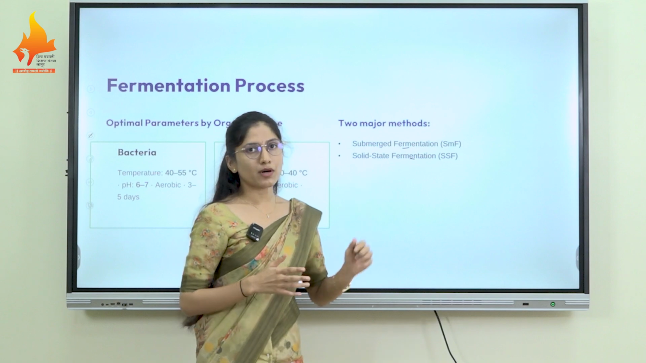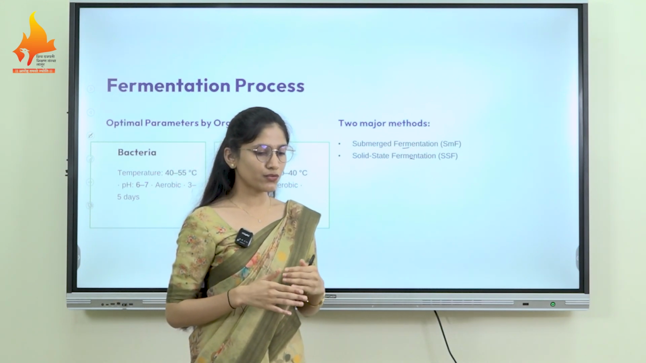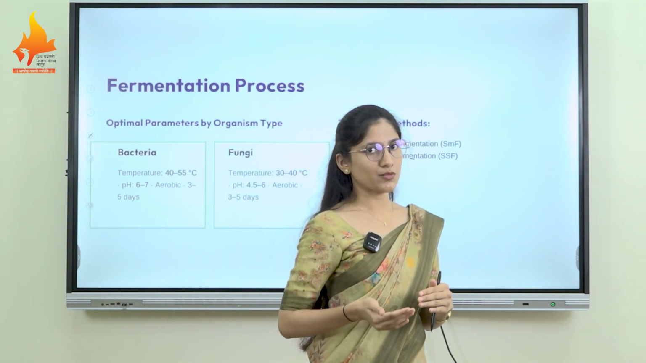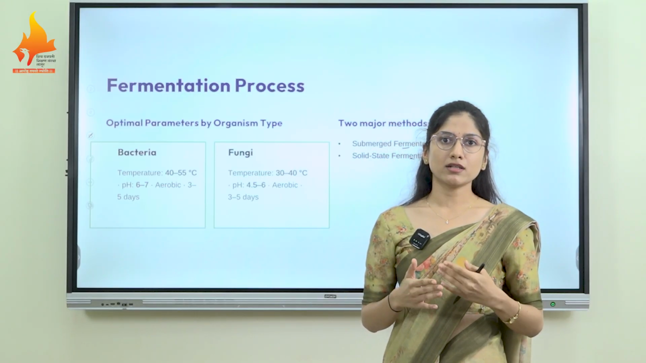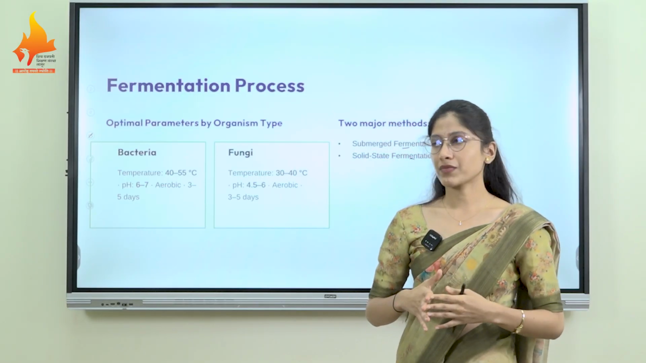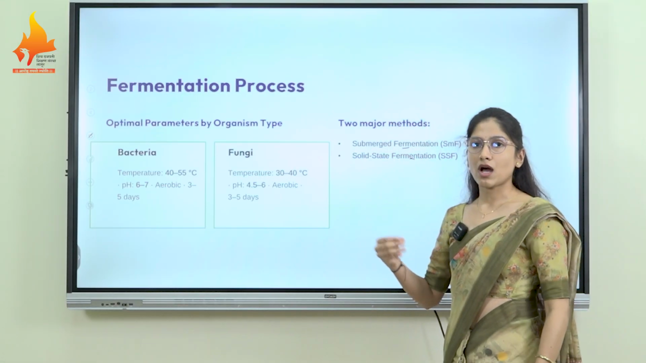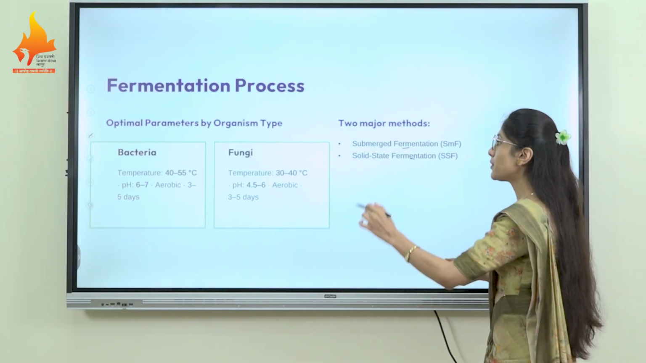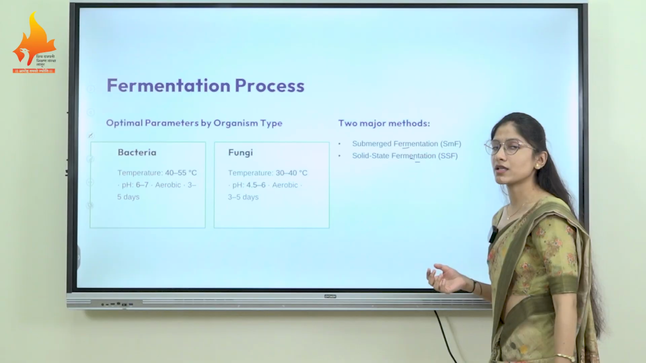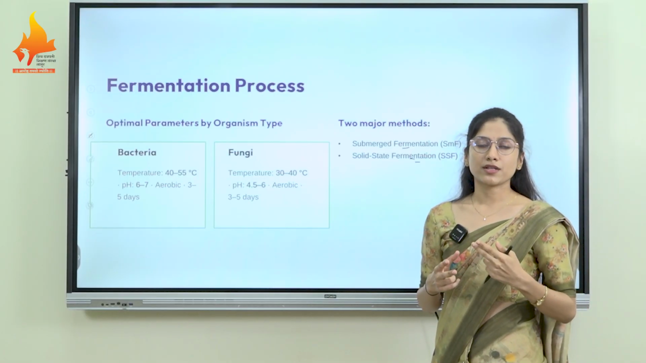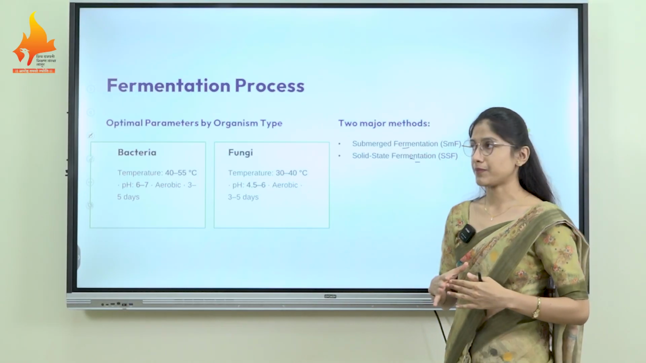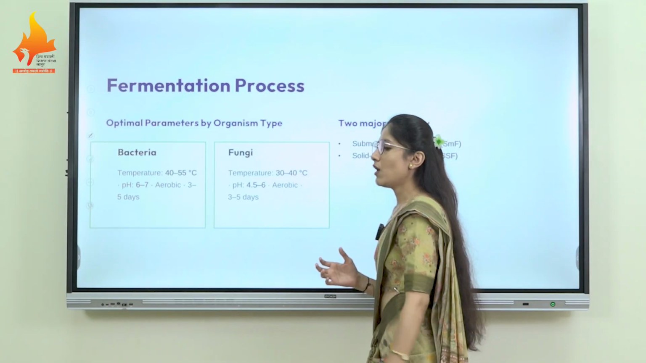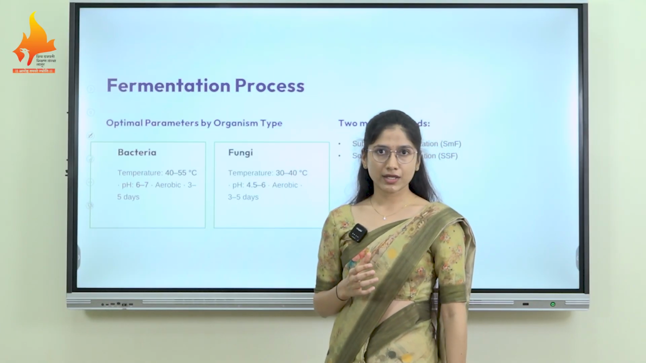Next, solid state fermentation. Here we use solid substrates like wheat bran, rice bran and cassava. These solid substrates are used to grow the microorganisms, and this fermentation technique is used to produce the fungal amylase enzyme. Here some optimum conditions are required.